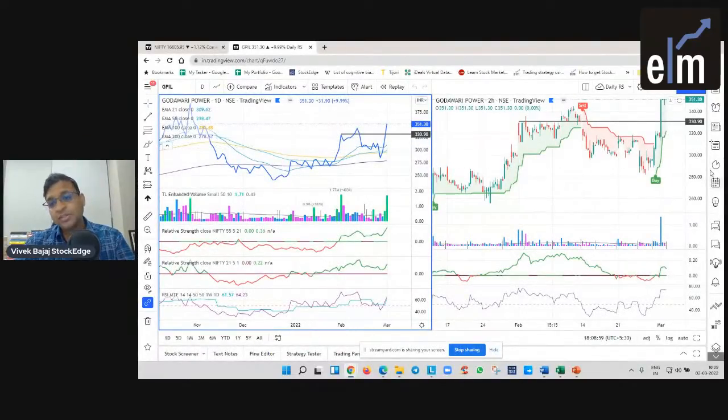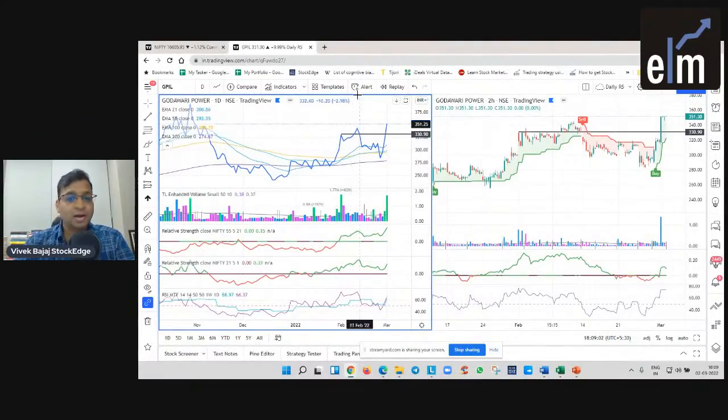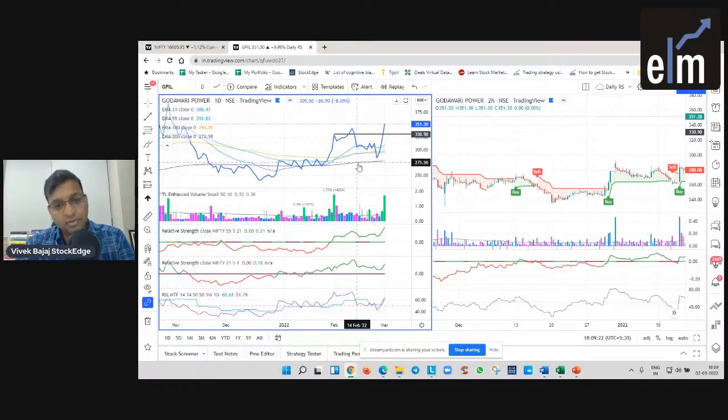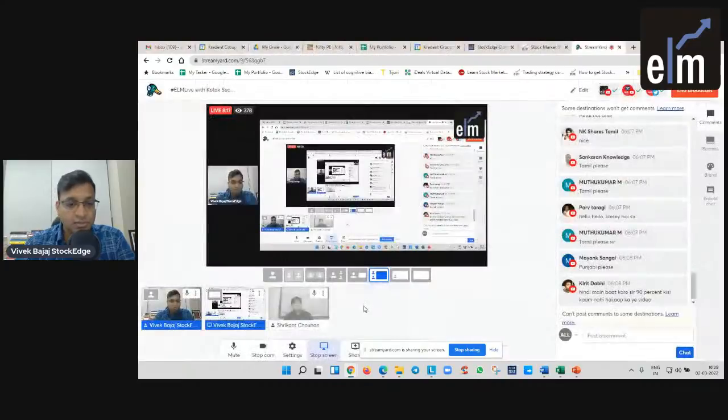To explain the concept of momentum, look at this graph. This is the graph of Godavari Power, which has gone up by almost 10% today. And this stock has been a strong stock for some period of time. The stock did correct because the market overall corrected, but the stock did not go below the 200-day moving average, and it reversed back again because the stock was strong and there was a fair bit of momentum measured by the RSI.